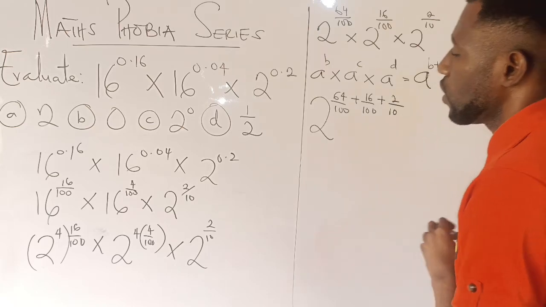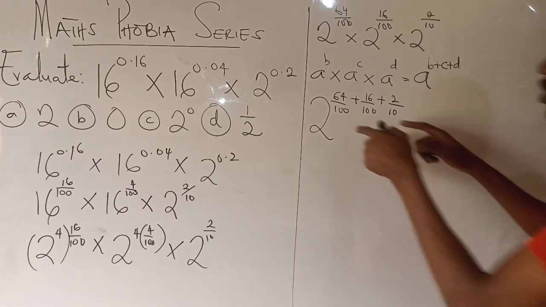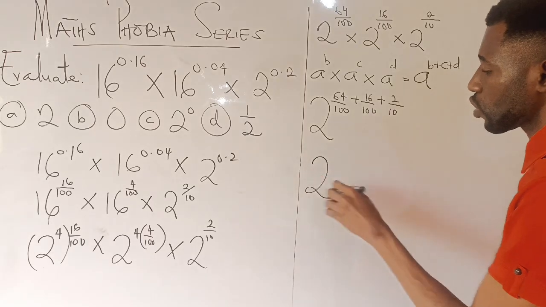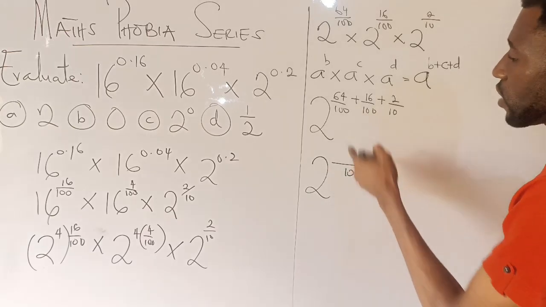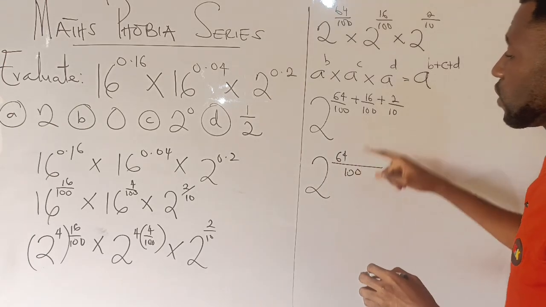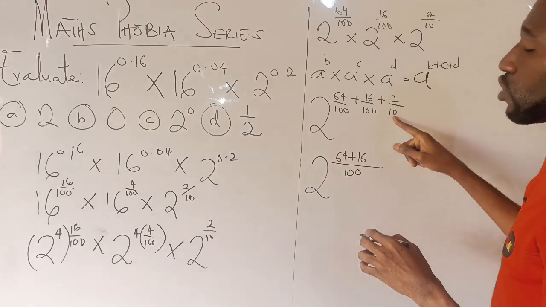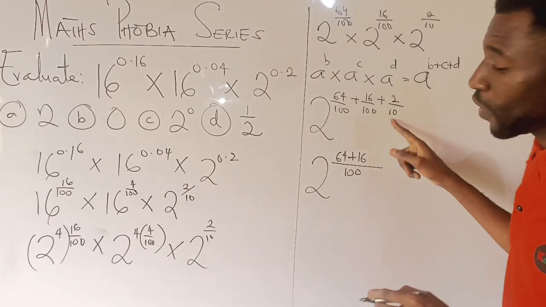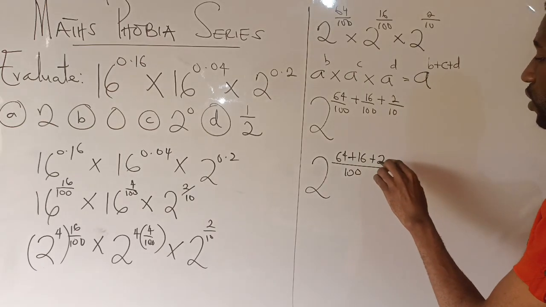I'm going to use the LCM method to solve this. The LCM of 100 and 10 will be 100. So we have 2 raised to the power, using 100 as the LCM. 100 divided by 100 is 1, 1 times 64 is 64. 100 divided by 100 is 1, 1 times 16 is 16. 100 divided by 10 is 10, 10 times 2 is 20.